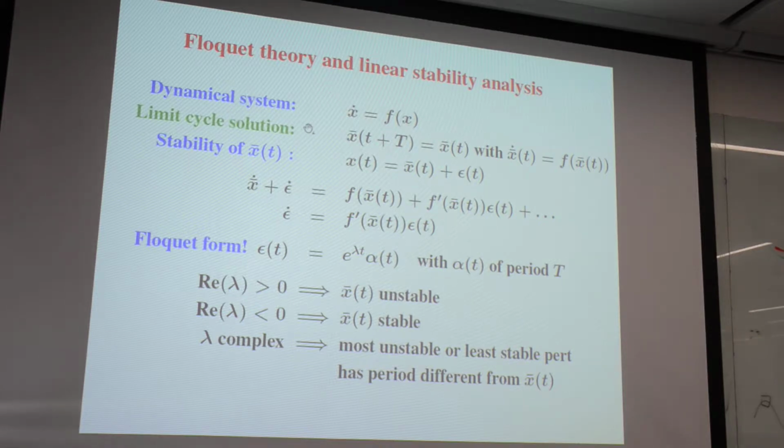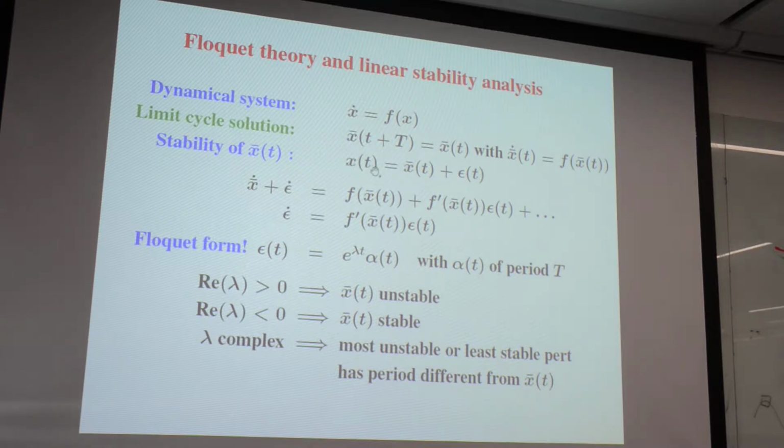Suppose we have a limit cycle as a solution. We have an x bar, which is not a fixed point, but an x bar such that when you translate by time T, you get back to the same thing, and it satisfies the differential equation. Suppose we're interested in the stability of the limit cycle. So we write x of t as x bar of t plus epsilon of t.